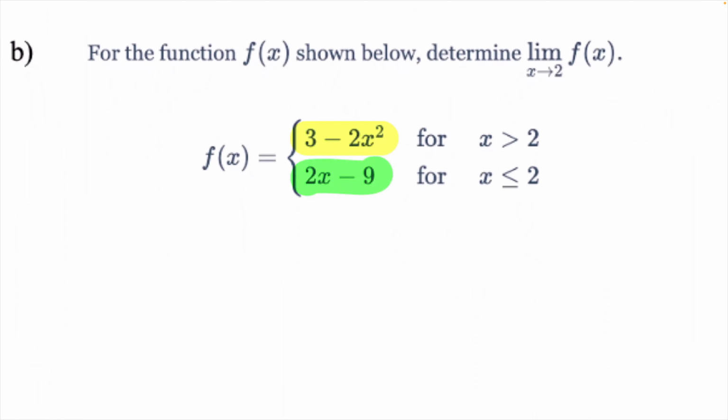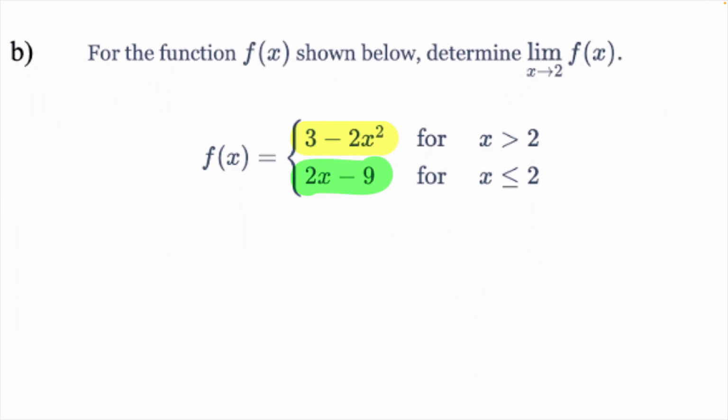So we got a yellow and we got a green. When do we plug in numbers into the yellow and when do we plug in numbers into the green? Depending on if it's 2 or less or 2 or more. If the number is bigger than 2, we're going to plug it into the yellow. Don't worry about the green. If the number is 2 or smaller than 2, we're going to plug it into the green. Don't worry about the yellow.